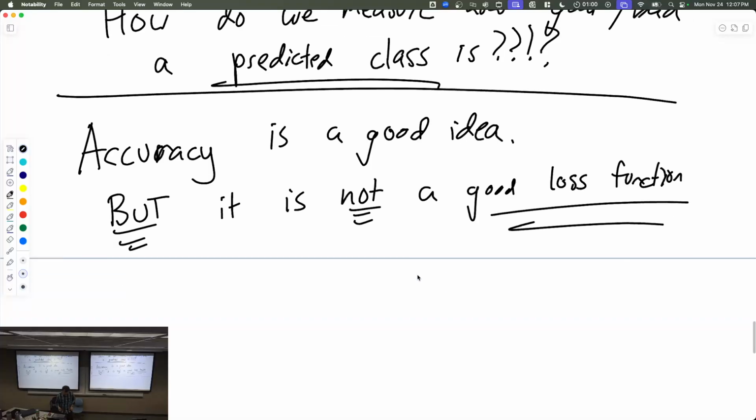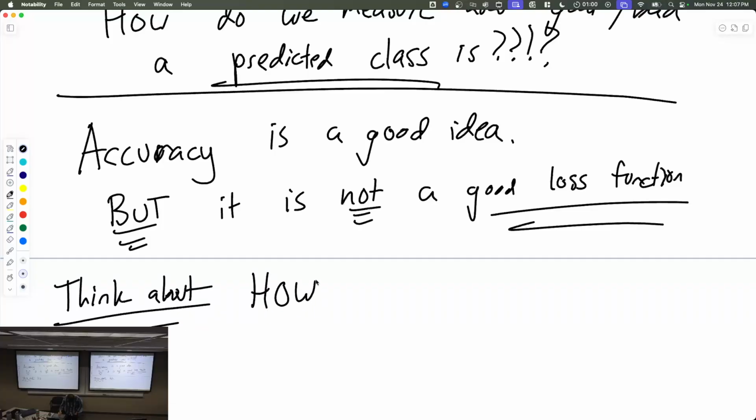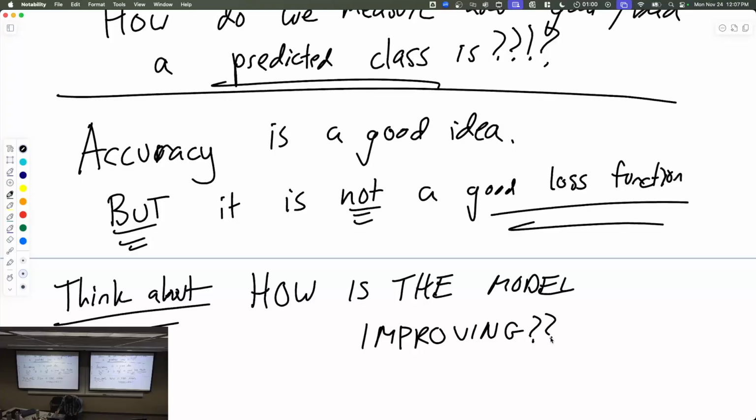And here's the thing I want you to think about. How is the model improving? In what way is the model improving? When it was the mean squared error, we were improving the model by making little adjustments to the weights, and the little adjustments to the weights would either increase or decrease the mean squared error, and then we would say move in the direction that improves the mean squared error. Make that mean squared error a little bit smaller.